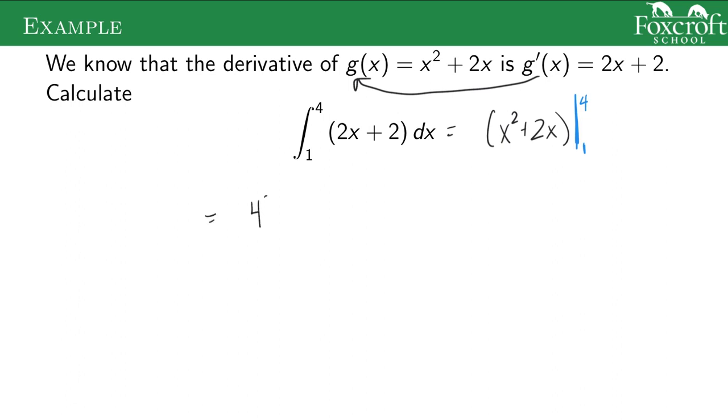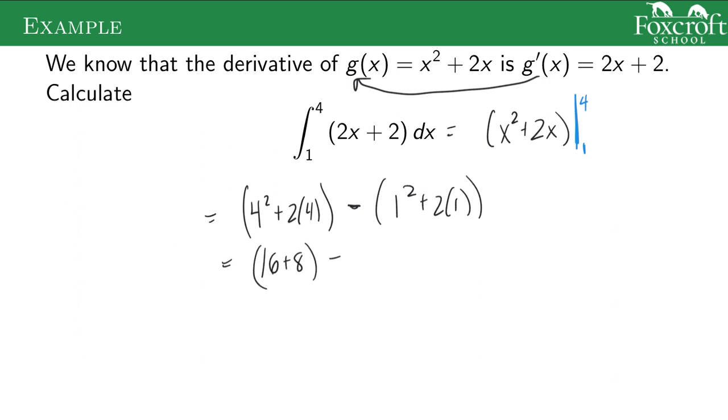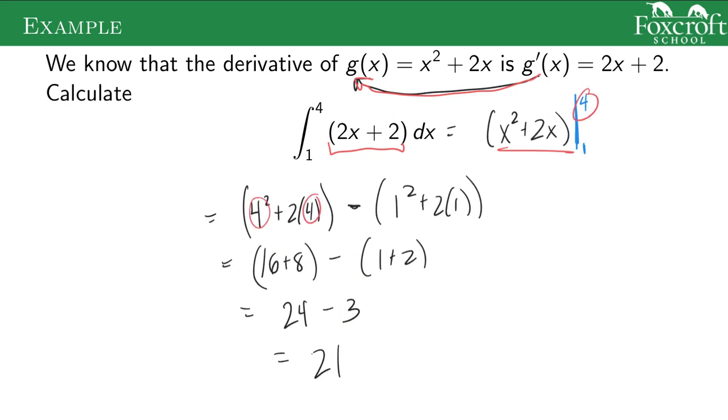I plug in 4 into my antiderivative, or my original function, and I subtract when I plug in 1 into my original function. This is 16 plus 8 minus 1 plus 2. And the exact area under this curve is 21. So the basic idea is I want to find the area under a curve, undo the derivative process, then plug in the top bound, and subtract when you plug in the bottom bound. This is the process of the second part of the fundamental theorem of calculus.